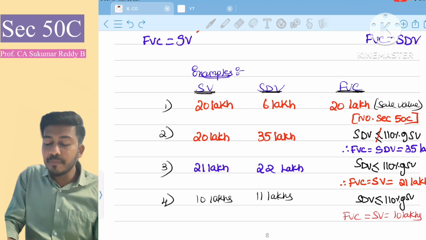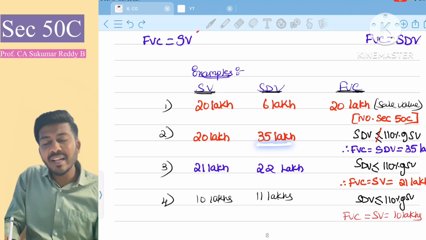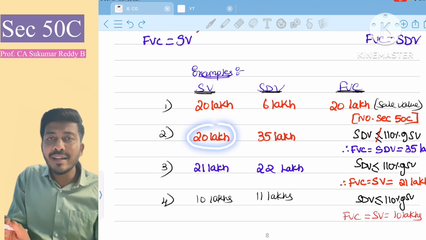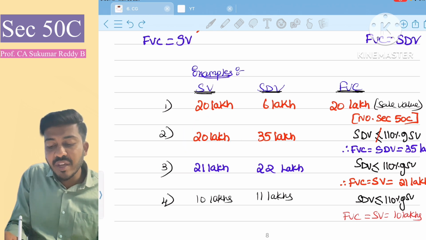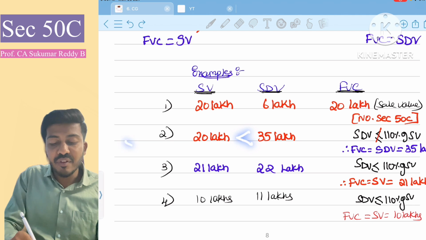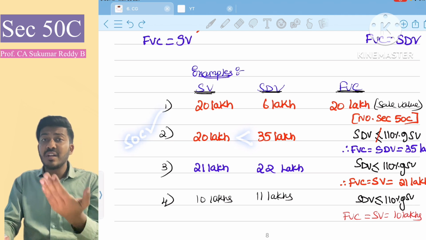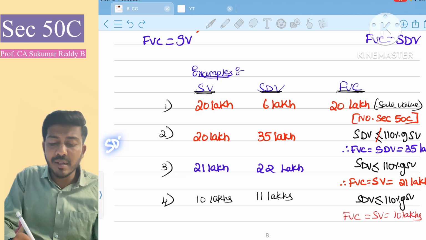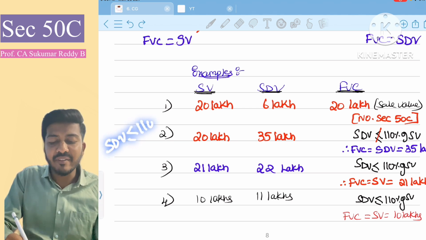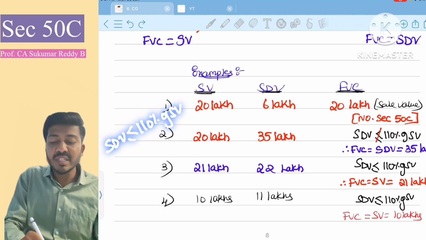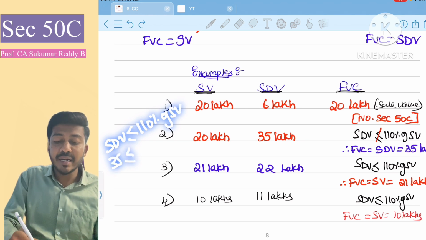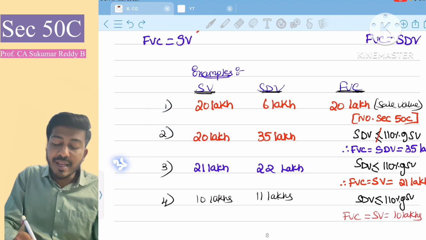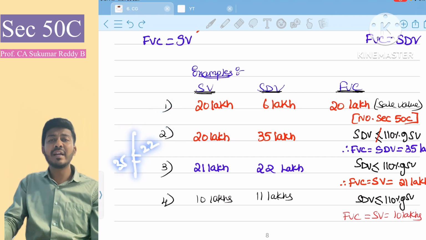However, come to the second example. The government is expecting 35 lakh to be the minimum value, whereas you just sold for 20 lakh rupees, which means your SV is less than SDV. Section 50C is going to get triggered. Then you will check the 10% tolerance limit, right? In a formulaic way, SDV is 35 lakhs. 110 percentage of 20 will be 22 lakhs, and 35 lakhs is less than or equal to 22 lakhs? It is not getting satisfied.